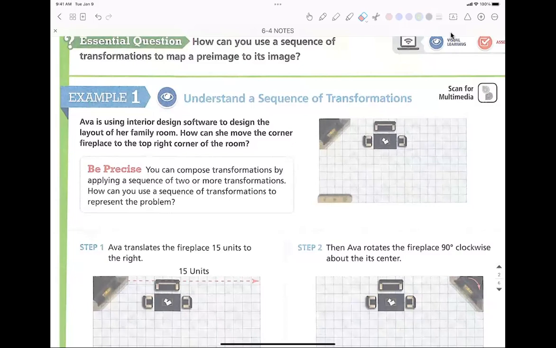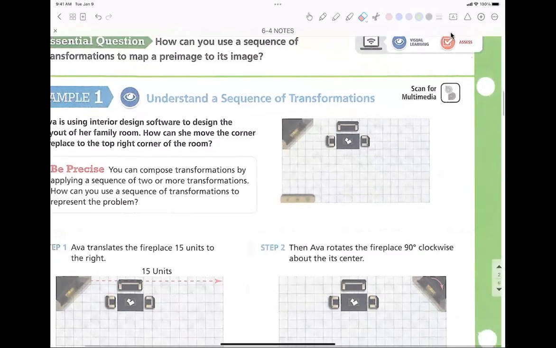And a lot of times they're animated. And I'll show you today because the one we're going to look at today is animated. For those of you at home, you won't be able to see the animation part. So you'll actually have to click on the Savvis link yourself at home and watch those animations. All right, so it says Ava is using an interior design software to design the layout of her family room. How can she move the corner fireplace to the top right corner of the room?